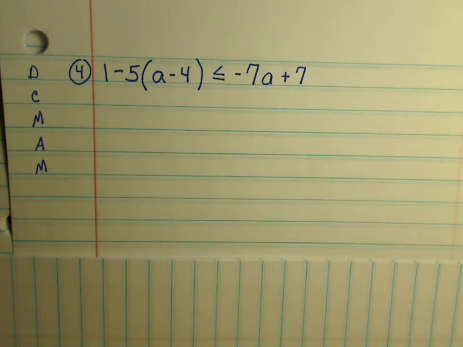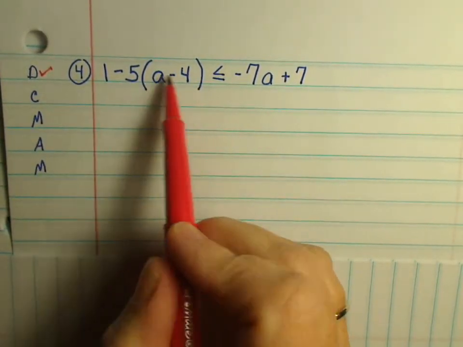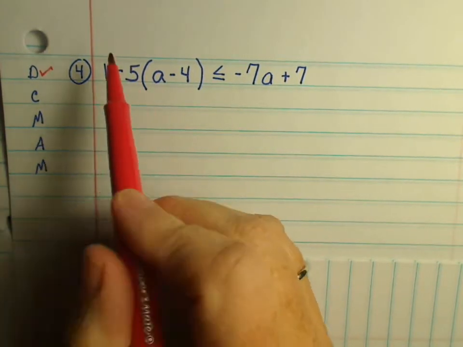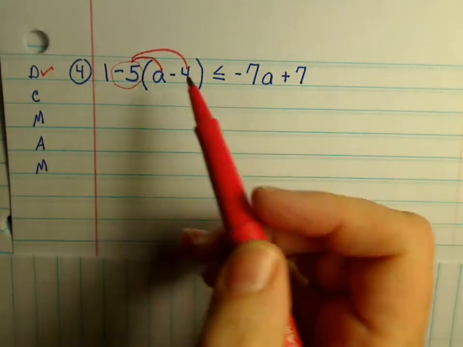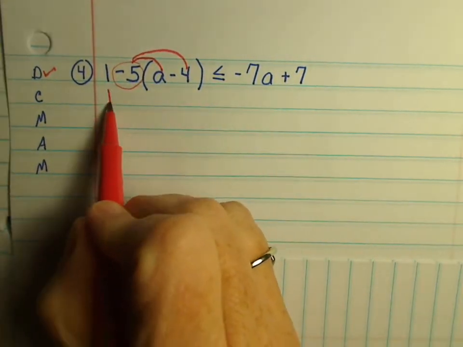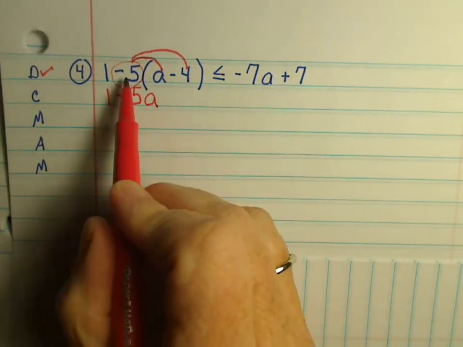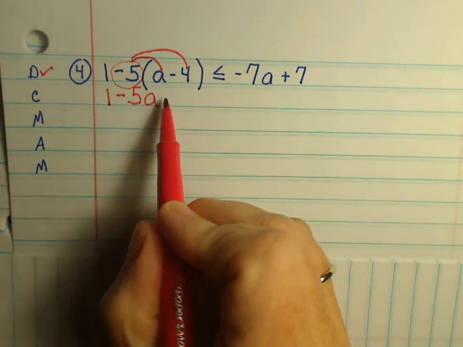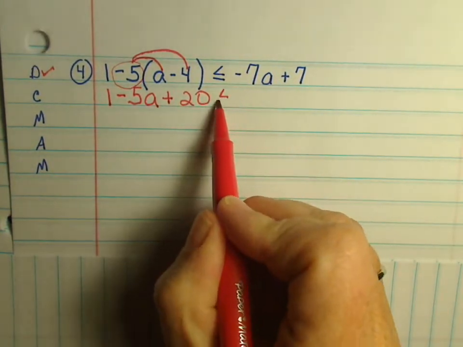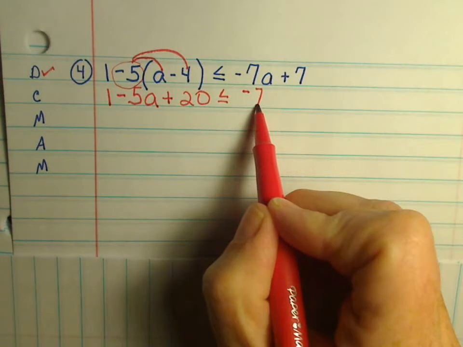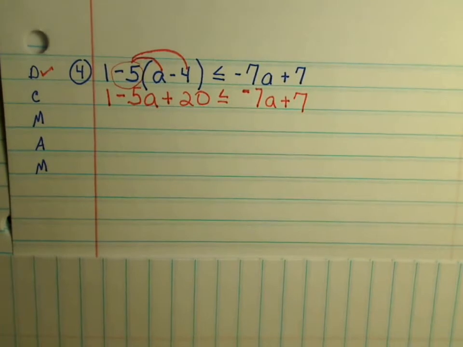The first thing that I'm going to do on this problem is the distributive. So here's the parentheses. So I am going to multiply the negative 5 times everything on the inside. So I bring down the 1. A negative 5 times a is a negative 5a. A negative 5 times a negative 4 is a positive 20. And then I just bring that side down because I do not have a parentheses there. And be careful to bring down the negative sign with it.